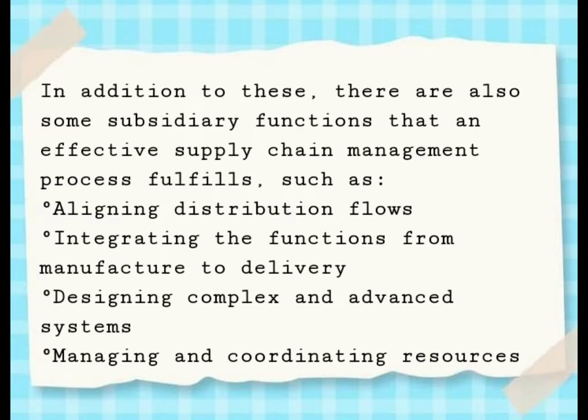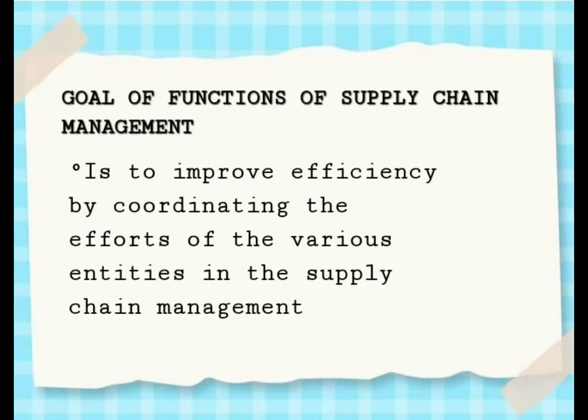In addition to this, there are also some subsidiary functions of an effective supply chain management process, such as aligning distribution flows, integrating the function from manufacture to delivery, designing complex and advanced systems, and last, managing and coordinating resources. The goal of supply chain management functions is to improve efficiency by coordinating the efforts of the various entities in the supply chain.